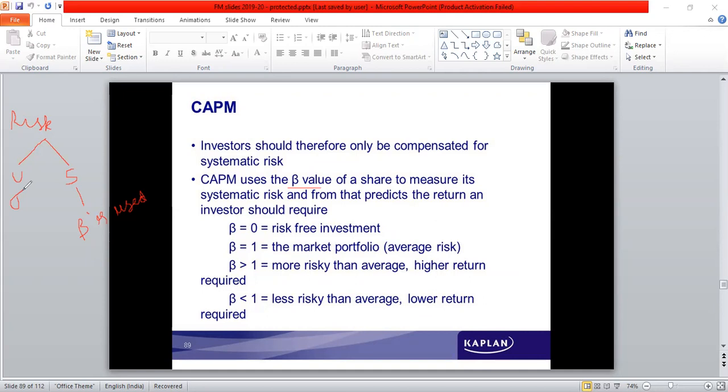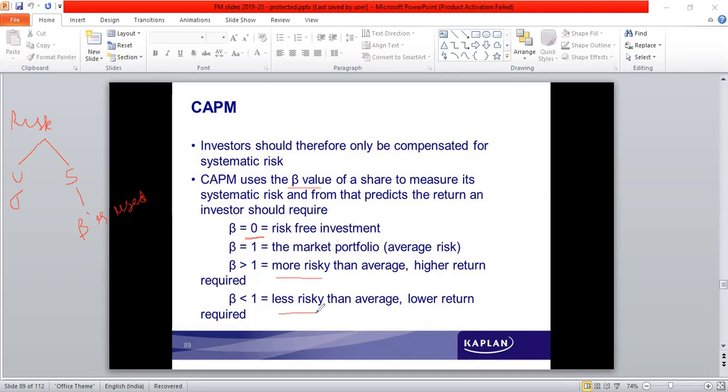Now, the beta value of a share measures its systematic risk and from that predicts the return an investment should require. The calculated value is taken as follows. If beta is equal to 0, there is no risk present in the investment; beta equal to 0 is a risk-free investment. If beta is equal to 1, the market portfolio has an average risk. If beta is greater than 1, it is more risky. If it is less than 1, it is less risky than the average risk.